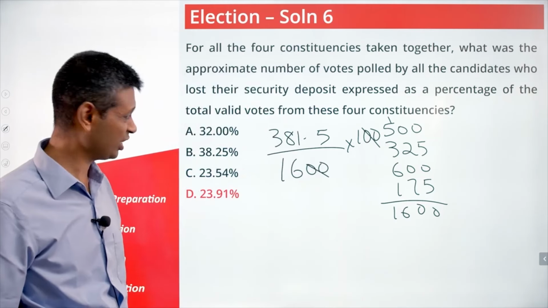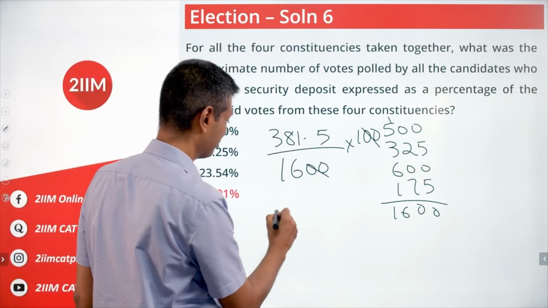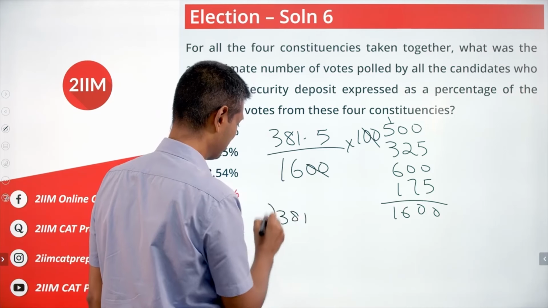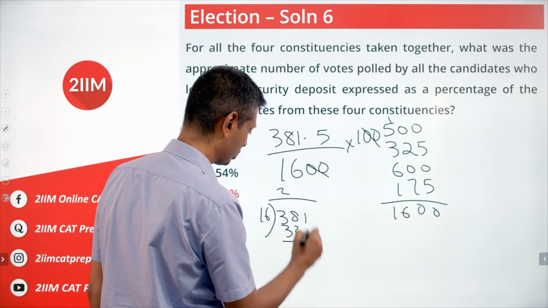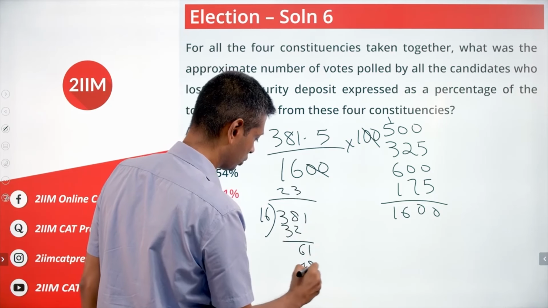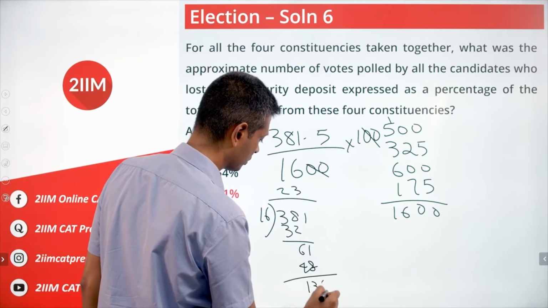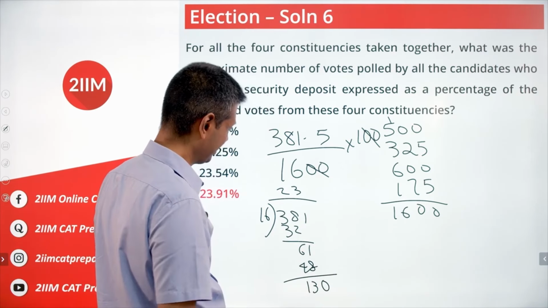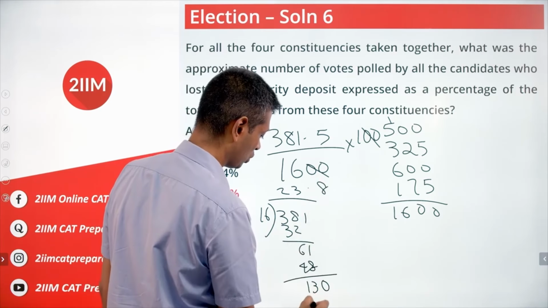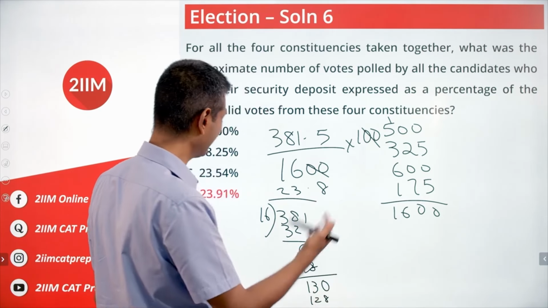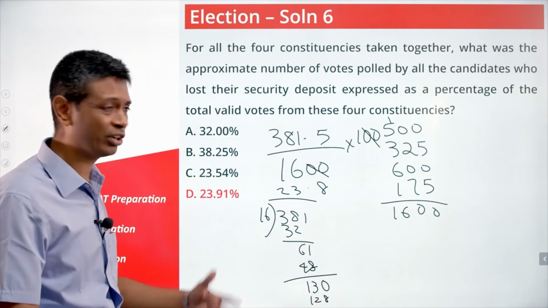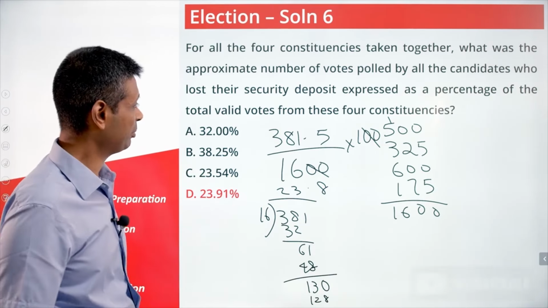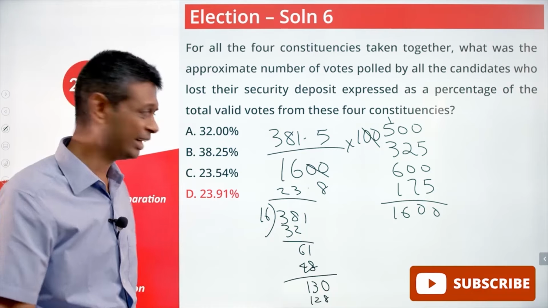381.5 by 16. 381 by 16. I'm going to do this. Let me do the whole thing. Goes 2 times. 32. 61. Goes 3 times. 48. 130. It'll go 8 times 128. So 23.8 something, not 23.5. 23.91 is closer because we made some tiny approximation.